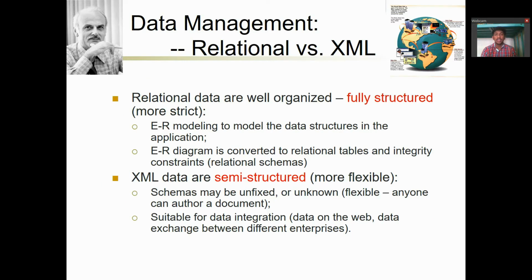Next, data management: relational versus XML. In this topic we're going to see how data is managed in RDBMS and in XML. RDBMS is fully structured, so you have entity relationship diagrams and you can easily draw them. Each table, the relation is well defined and so on. But in the case of XML, it is semi-structured. It is more adaptable and flexible, and suitable for data integration also. It's adaptive, like you can add or remove any data and so on. So XML is actually quite easy.